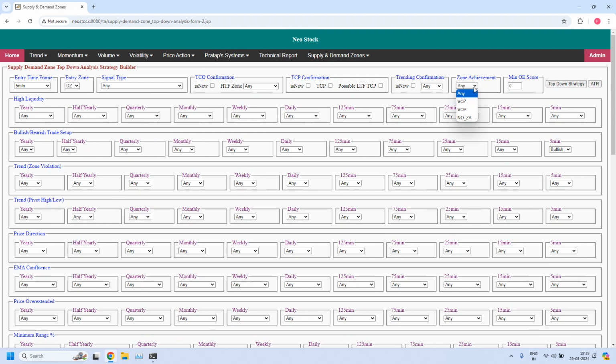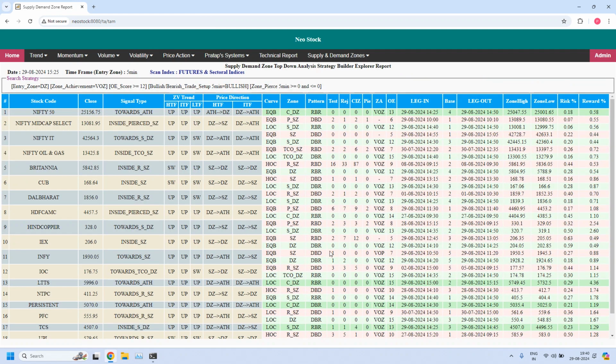And the zone achievement is a violated opposing zone. Minimum odd enhanced score is 12. With all the three filters applied to 5 minutes demand zone. Now let's filter. So we got a good number of stocks currently supporting bullish trade setup for hourly income trade. This is for day trading.